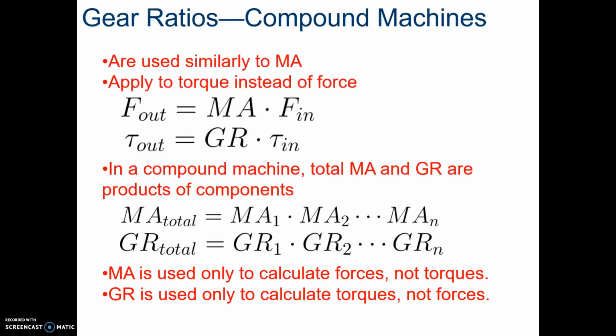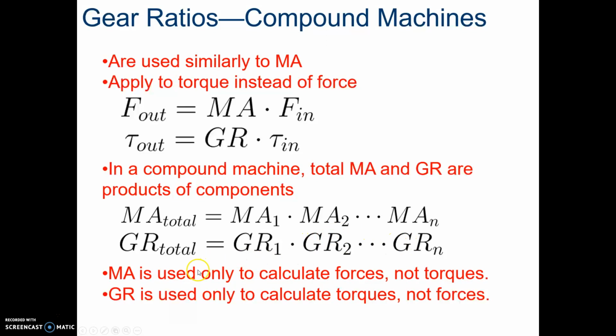Gear ratio in compound machines is used similarly to mechanical advantage, applied to torque instead of force. So here you have force out is mechanical advantage times force in. You have torque out is gear ratio times torque in. In a compound machine, total mechanical advantage and gear ratio are products of components, like we saw earlier. Total mechanical advantage is MA1 times MA2 times MA3, etc. Gear ratio total is gear ratio 1 times gear ratio 2 times gear ratio 3, etc.